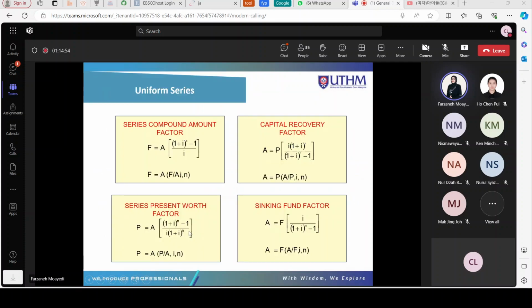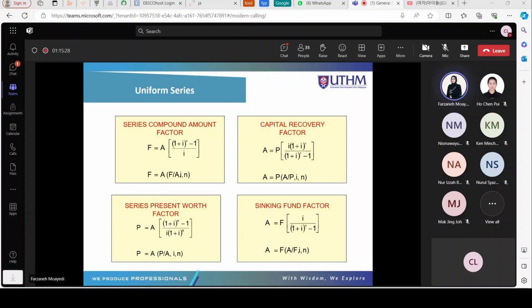Okay, let's do examples so that you can understand it clearly. What you can see here is exactly similar to a single payment. The only difference is that this time around, it is for the uniform series. So basically, of course, we have four different situations here, because now we are dealing with present value, future value, and uniform series.